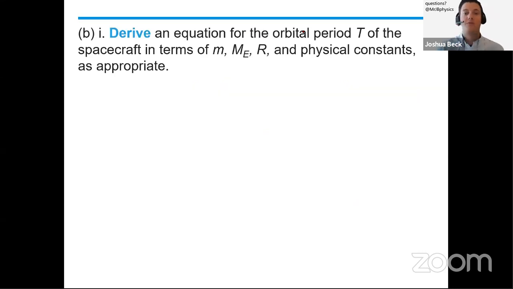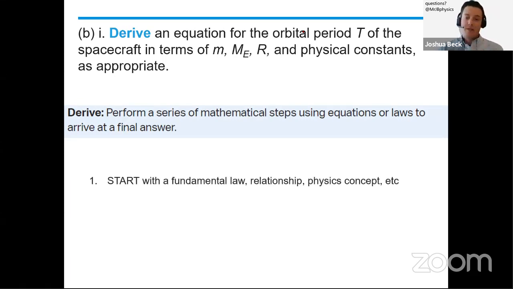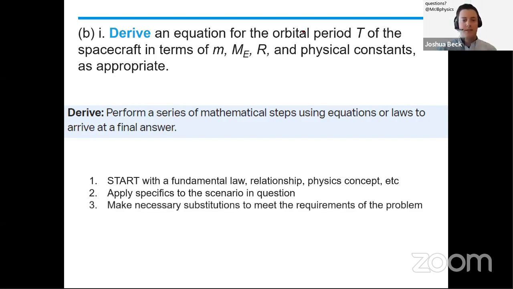So let's get on to the actual derive part. What does derive mean? Here's the College Board's definition. Here's the approach I take. I like to start with some fundamental law, relationship, physics concept. Then I want to apply the specifics to this question, whatever the scenario is in this question. It's not a memorization of different things. It's actually taking the scenario I have in front of me and applying it to this fundamental law or relationship or concept. Then I'm going to make any necessary substitutions. We've got some variables up here. I want to make sure that I'm using those variables so that I meet the requirements of this problem.